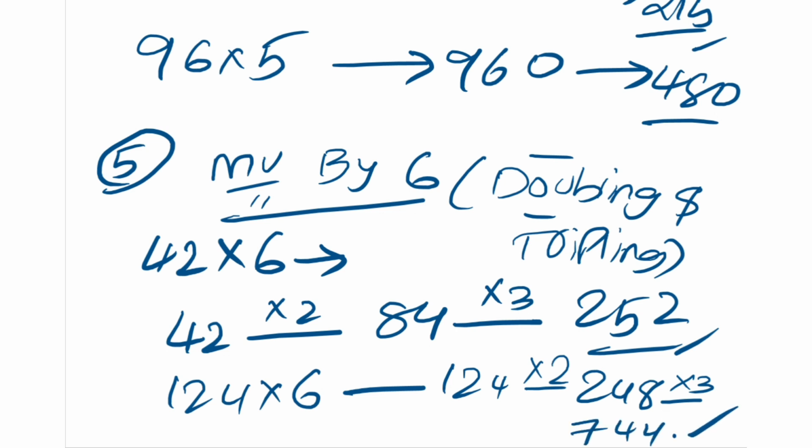So when it comes to multiplication of any number by 6, you need to just double it and triple it. Remember this keyword: doubling and tripling. We first double the initial value and again triple that result. So that's going to be our answer.